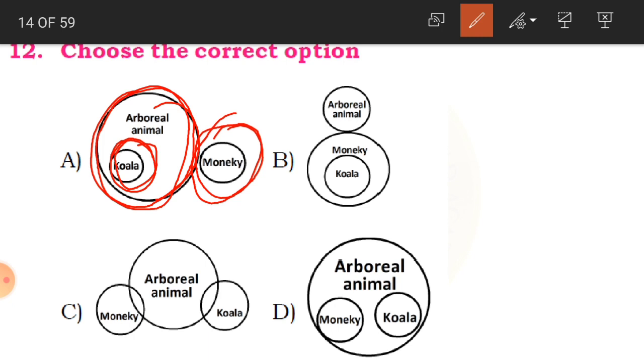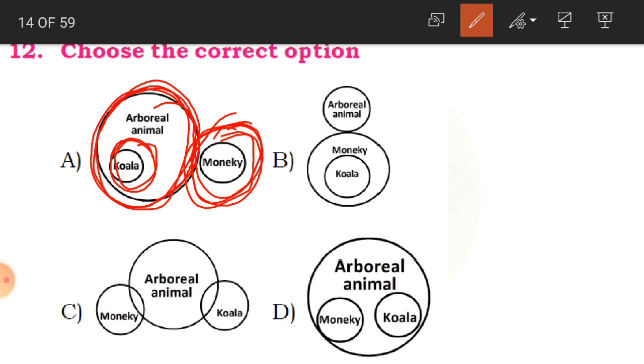Suppose if you see here, arboreal animal. In the big circle, it is written arboreal animal, and you have koala here. And outside the big circle, you have monkey. Now, what are arboreal animals, children? They are animals which live on the tree, like we already learnt, the tree dweller animals. So here, koala lives on the tree, and even monkey also lives on the tree.